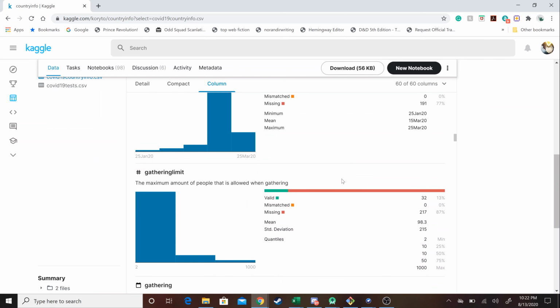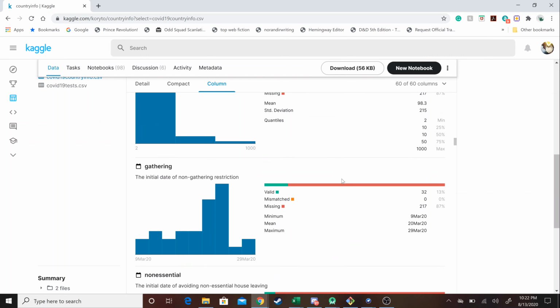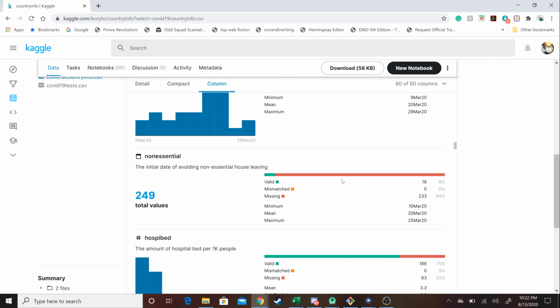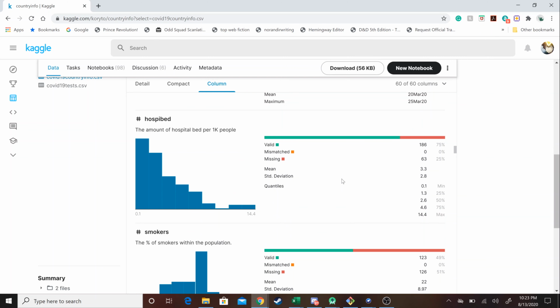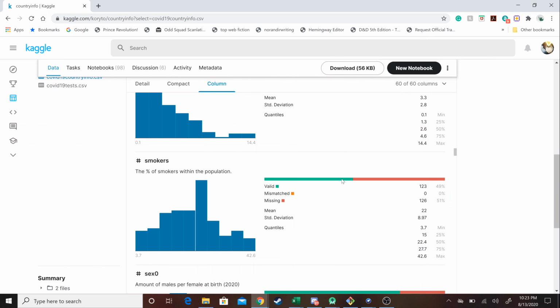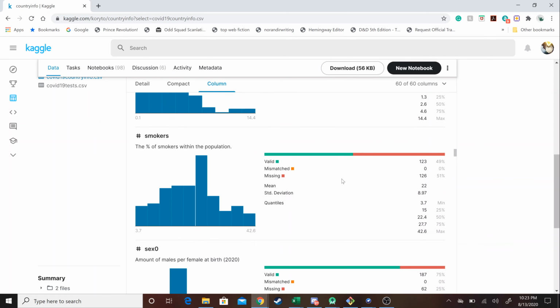The gathering limit, maximum number of people allowed to gather in that country. The initial date of those restrictions. The initial date of avoiding non-essential house leavings. The amount of hospital beds per 1,000 people. The percentage of smokers within the population. That's part of the information because corona is a virus dealing with the lungs.